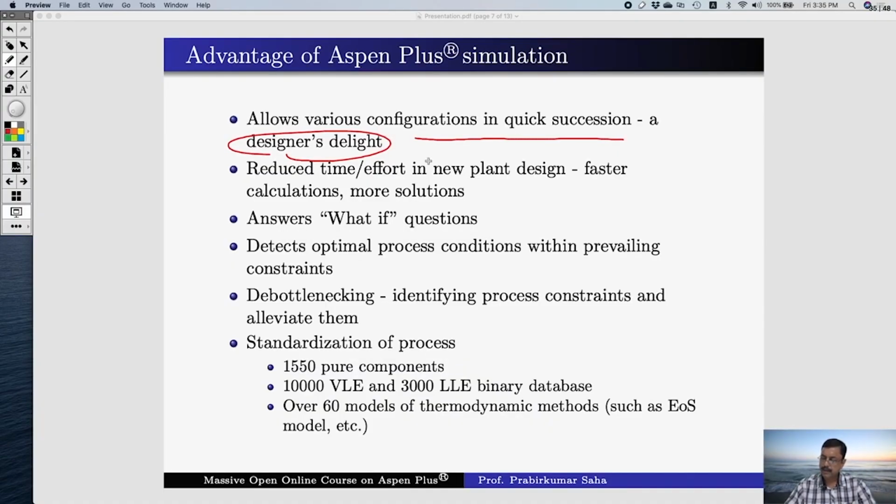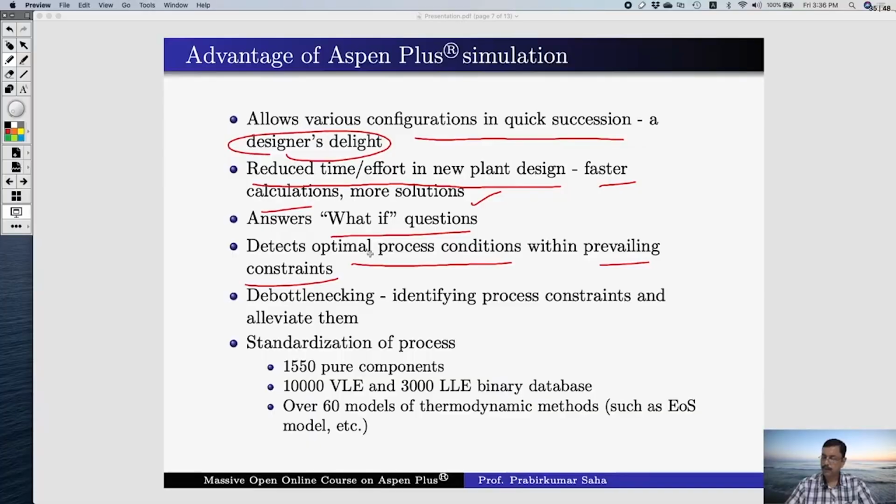As a result, we will have reduced time and effort for new plant design, because you can do faster calculation, you will have more solutions to analyze and arrive at the appropriate design calculations. And it answers what-if questions that we have already discussed. And it detects optimal process conditions within the prevailing constraints.